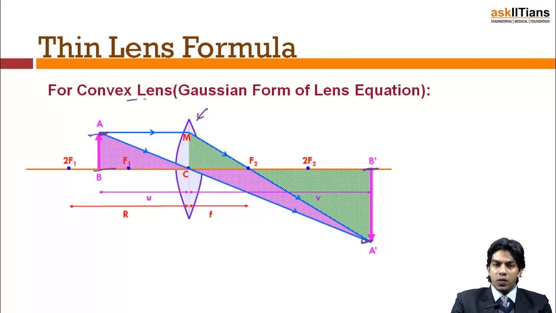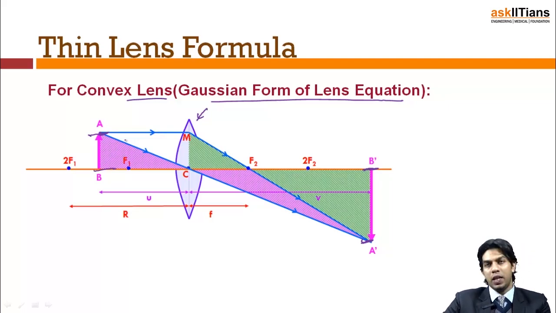Now for the concave lens, the Gaussian form of the lens equation. The Gaussian form is basically to deal with the regions: the region in which I can see the object, the region in which I cannot see the object, the region in which I can see the image, and the region in which I cannot see the image. These are denoted by these regions, right?